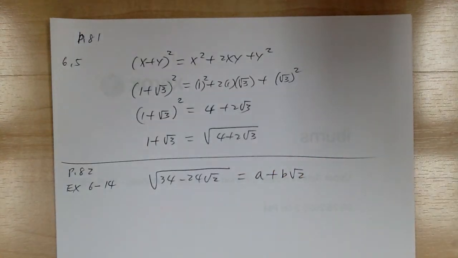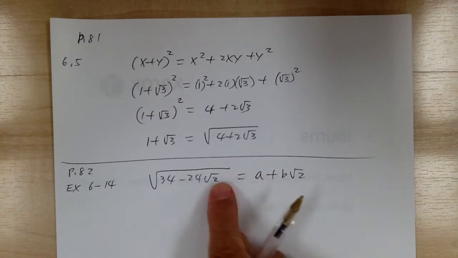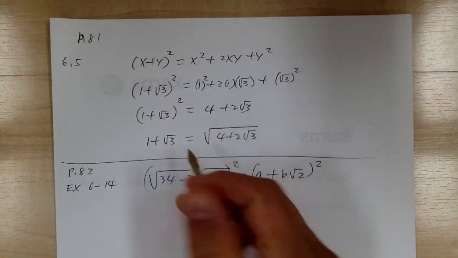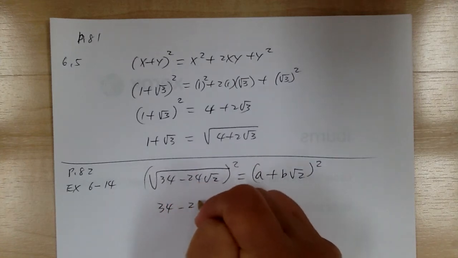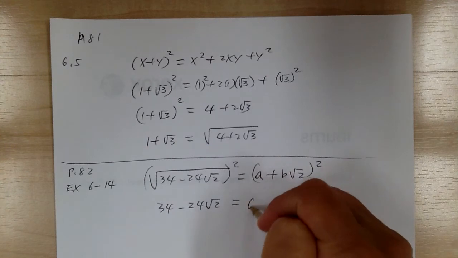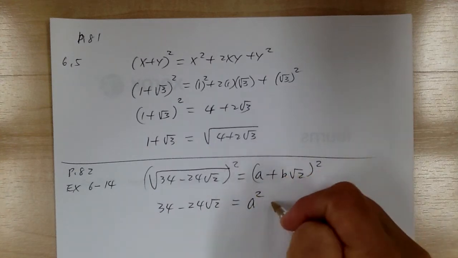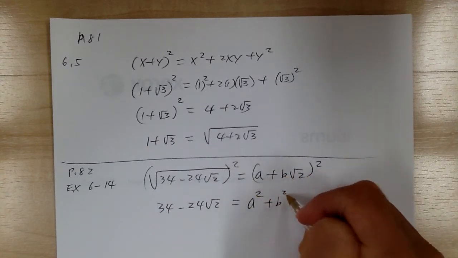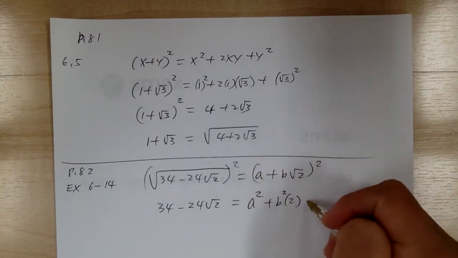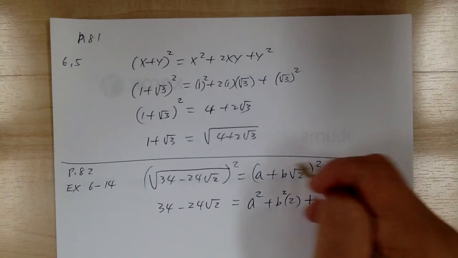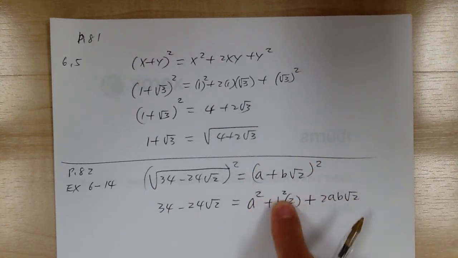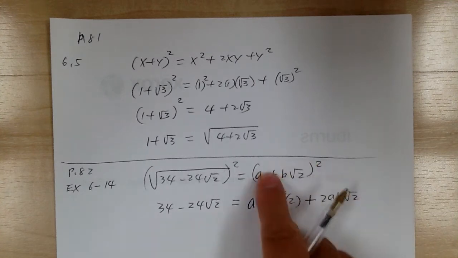So what you want to do is square both sides. The square and square root cancel out, so you've got 34 minus 24 square root of 2. When you square the other side, you're going to get a squared, plus b squared times 2, and the middle term, just multiply all this together, plus 2ab square root of 2. So square each term, and the middle term is 2 times the product.